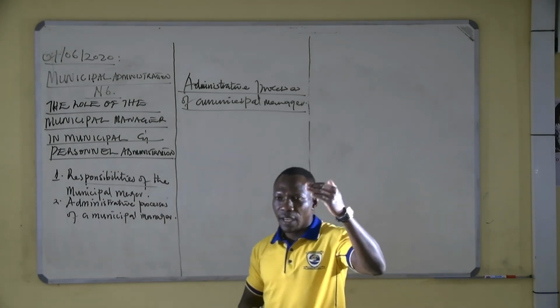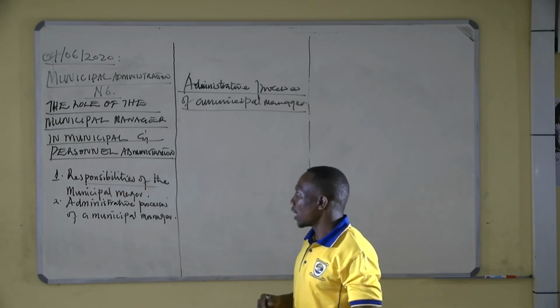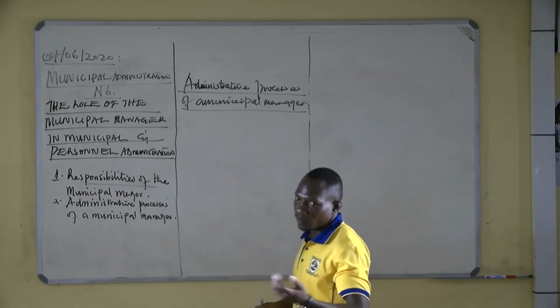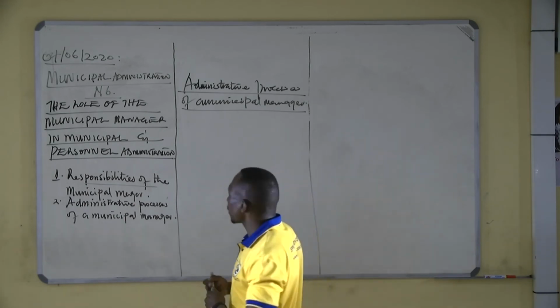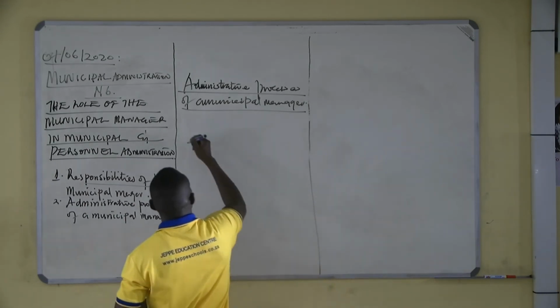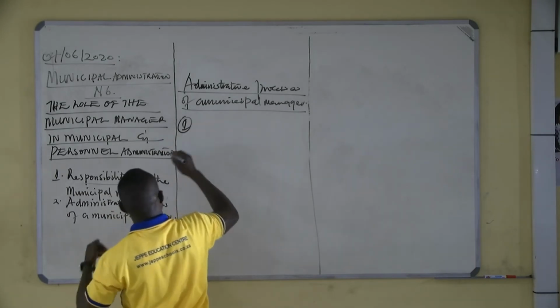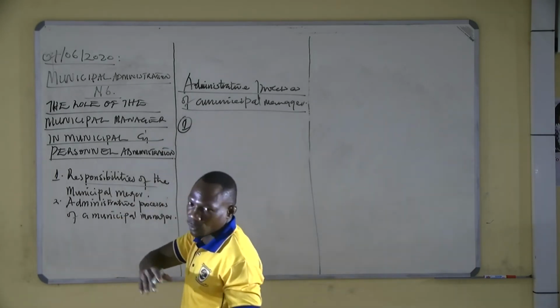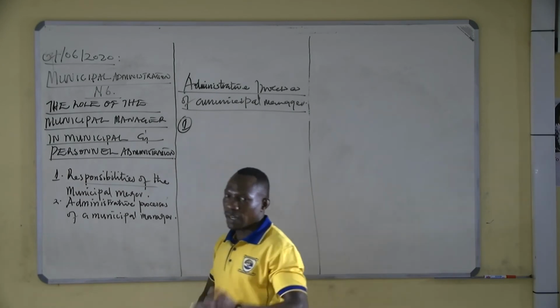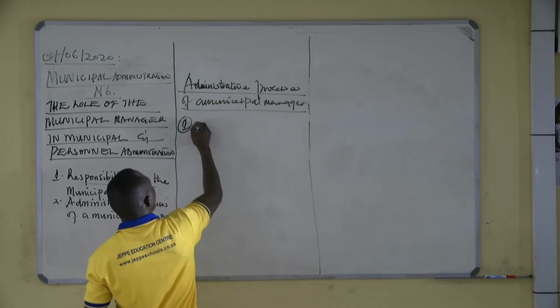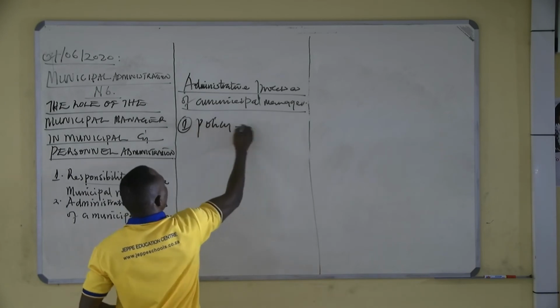But because there are 6, we shall see them at intervals during the sessions that I'll be getting back to you with. But for today, let us look at two of them in detail, and in the other session we shall look at the other ones. One of them is policy making.